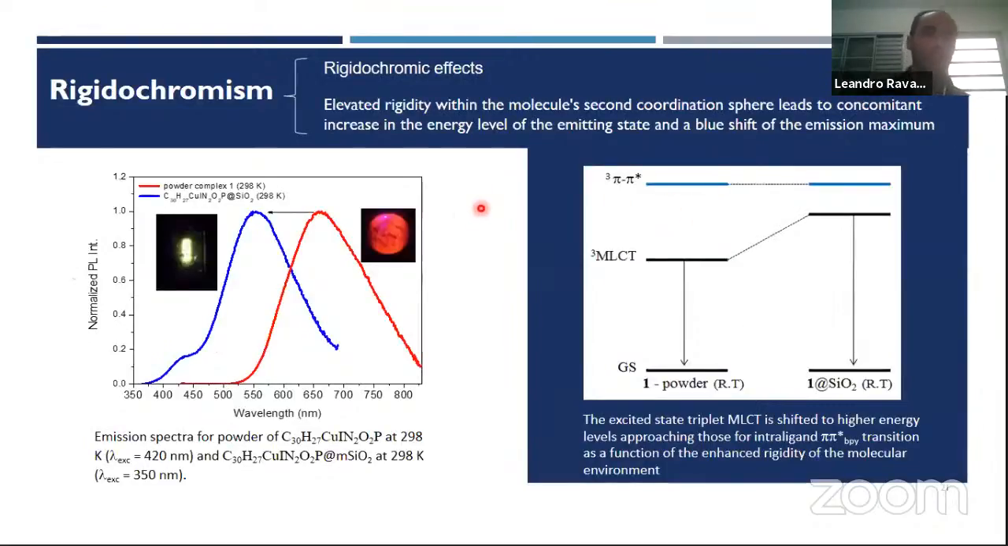Another effect observed after incorporation of a copper complex into the mesoporous silica matrix was the rigidochromic effect. This effect is caused by the rigidity of the environment where the complex is hosted. This rigidity of the matrix increases the energy level of the complex emitter state, shifting the emission to the blue. For example, the isolated copper complex has a red emission, and after incorporation into the mesoporous silica, you have a green emission.